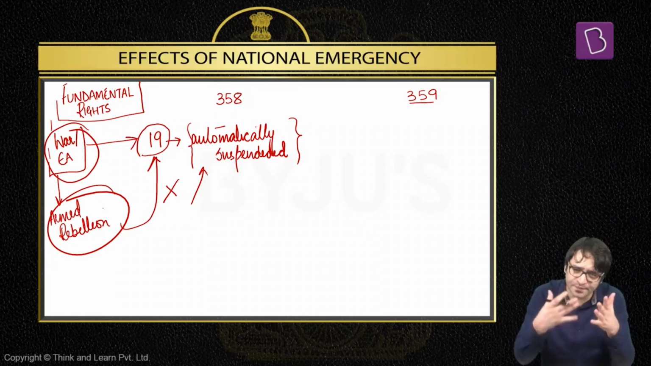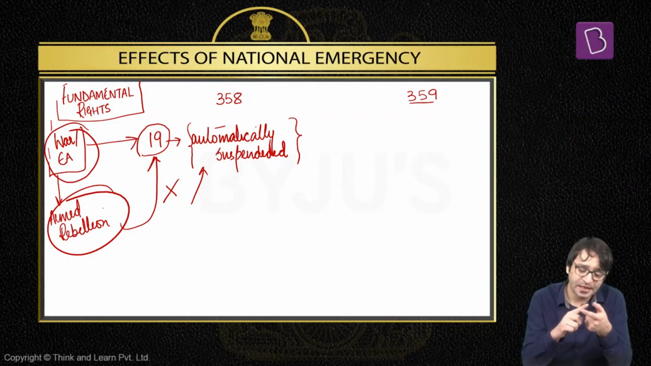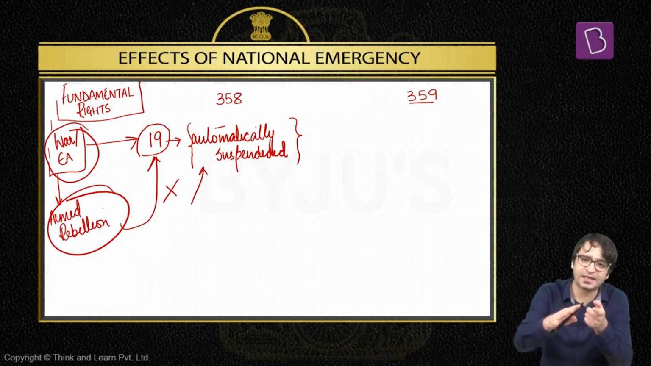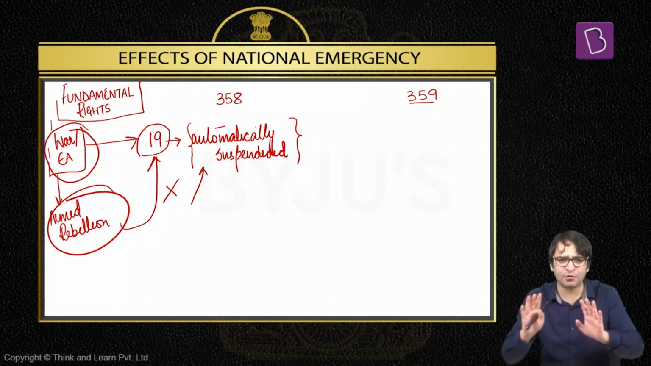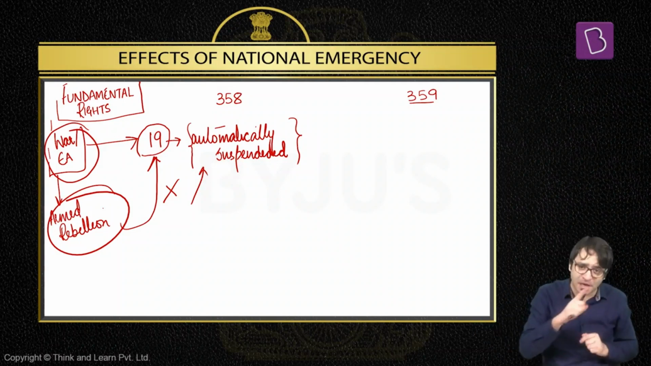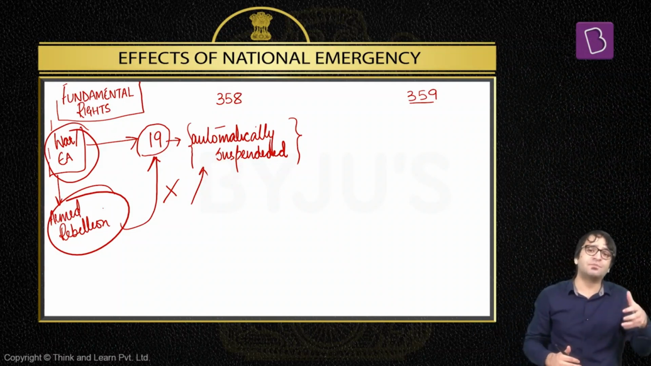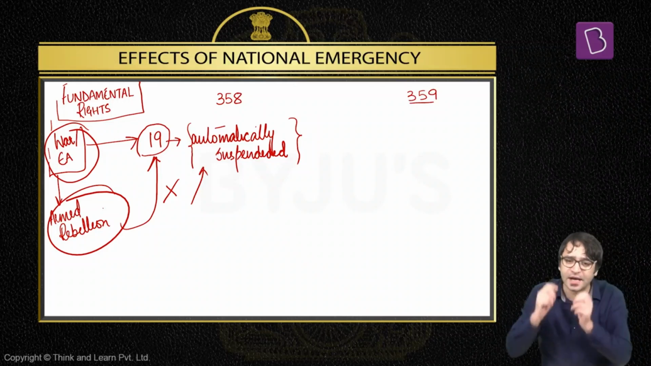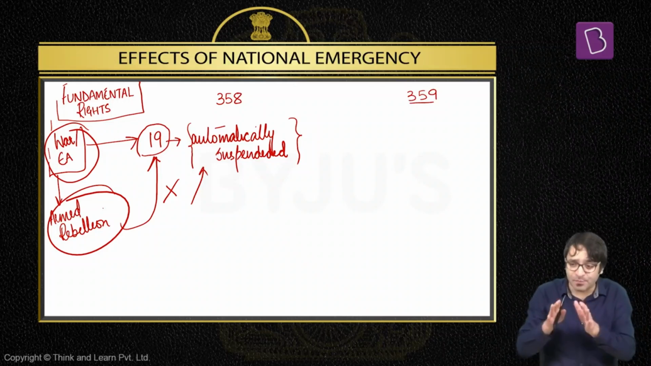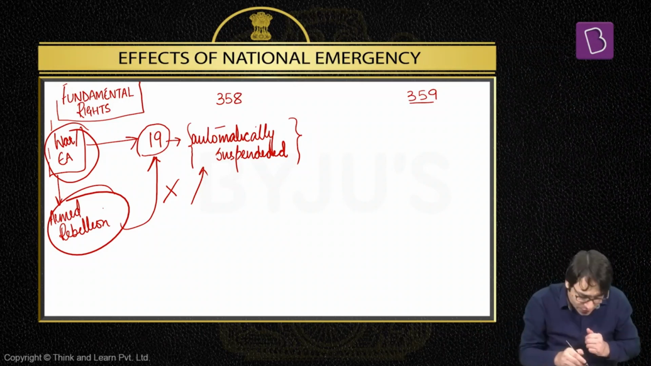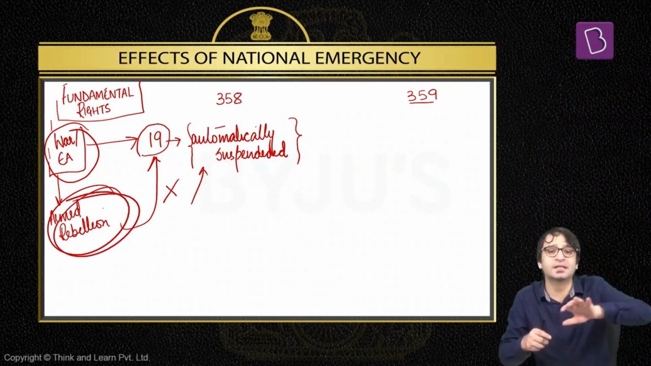To make it even simpler for you, long story short, there is a grave impact on fundamental rights because of national emergency. If the national emergency is imposed on the grounds of war or external aggression, Article 19 is automatically suspended. That means the President need not issue a separate order to suspend Article 19. But if the national emergency is imposed on the grounds of armed rebellion, fundamental rights under Article 19 are not automatically suspended. Which means if the President, on the advice of the Cabinet, wants to suspend Article 19 during armed rebellion, a separate order for their suspension is required.